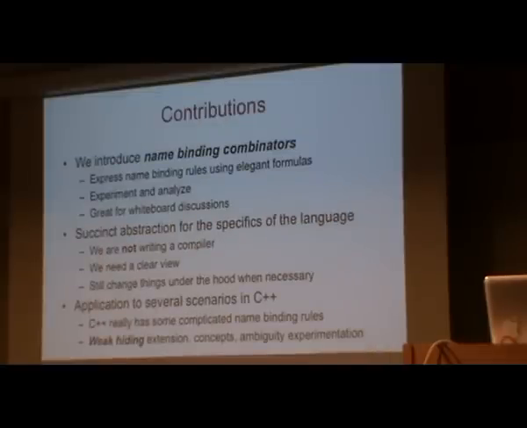So our contributions are, we introduce a bunch of name binding combinators. We wanted to make it easy to express the name binding rules using combinators. So at any given point when we need to look up a name, we can take a bunch of combinators, write an expression, and talk about it. With the combinators, we get elegant formulas. It's easier to experiment and analyze. We can change things slightly, see how it works, and maybe gain a greater understanding of the problem.